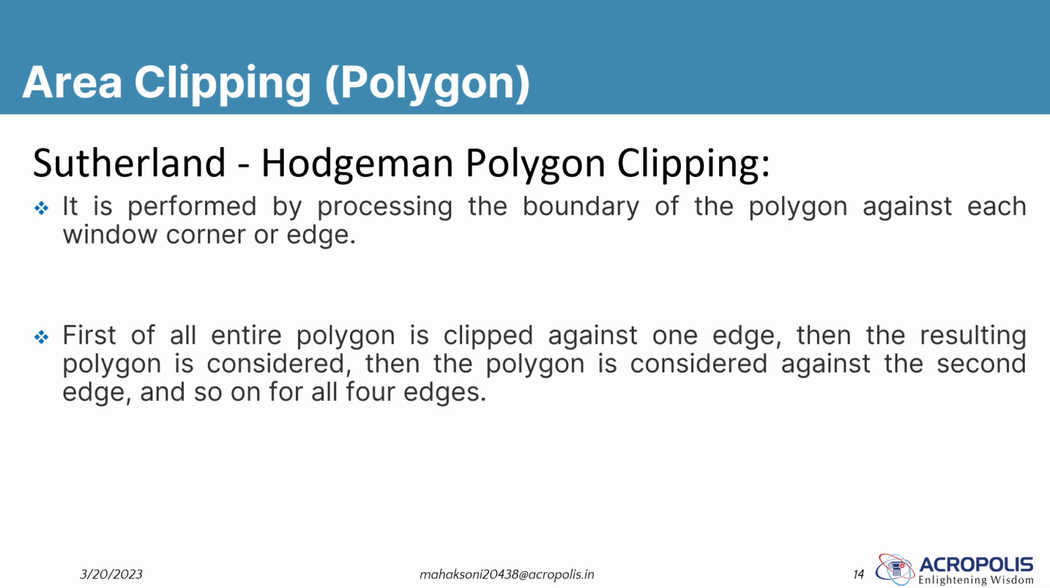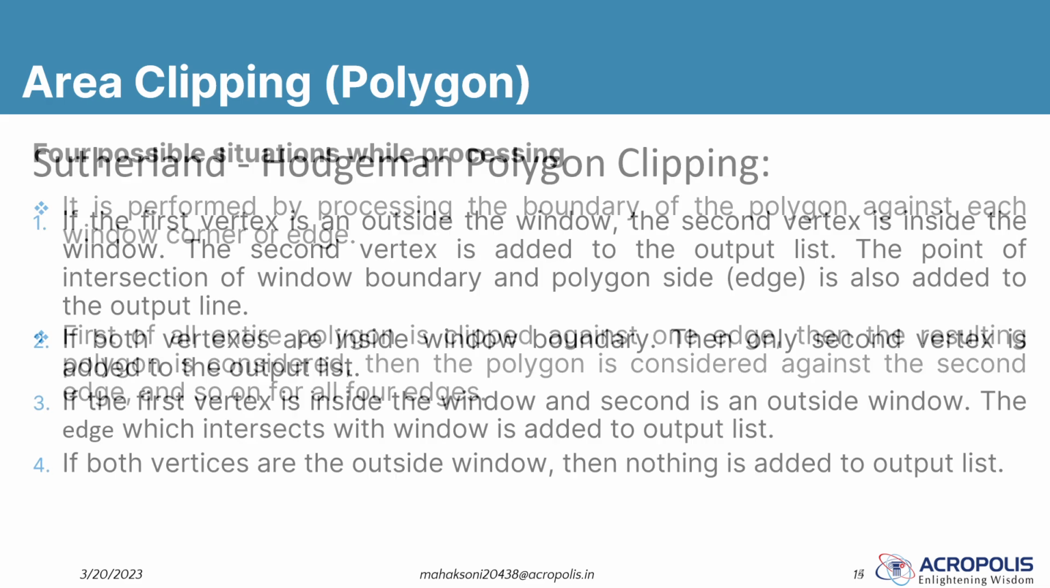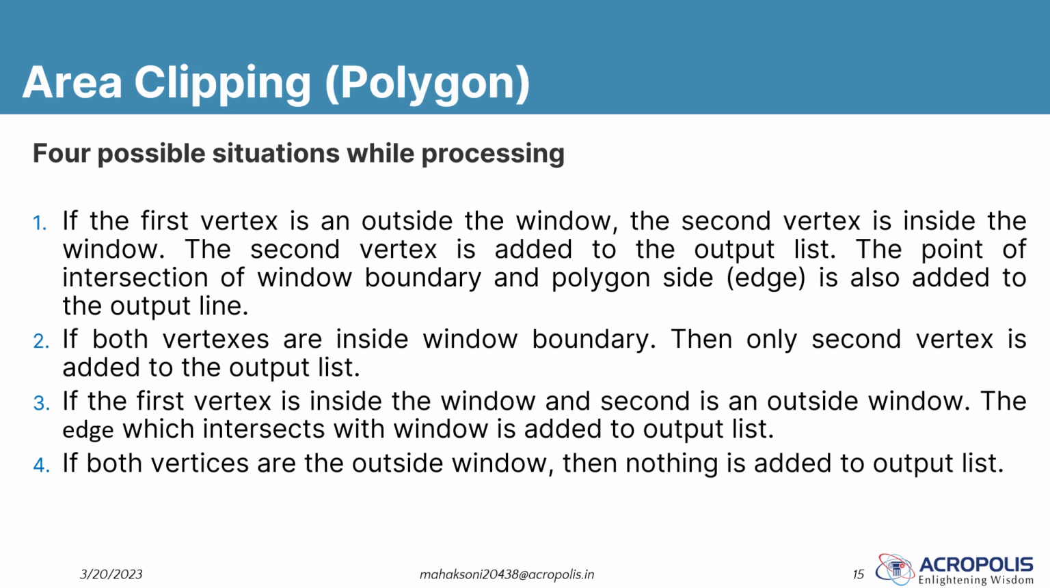It is performed by processing the boundary of the polygon against each window corner or edge. First of all, the entire polygon is clipped against one edge. Then the resulting polygon is taken as an input, and the other edges which are outside the polygon, we need to remove. And from all four sides of the polygon, we need to do the same thing to get the visible part of the line. So there are four possible situations while processing.